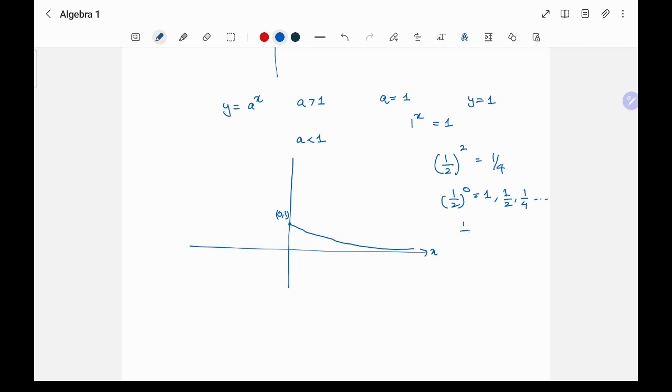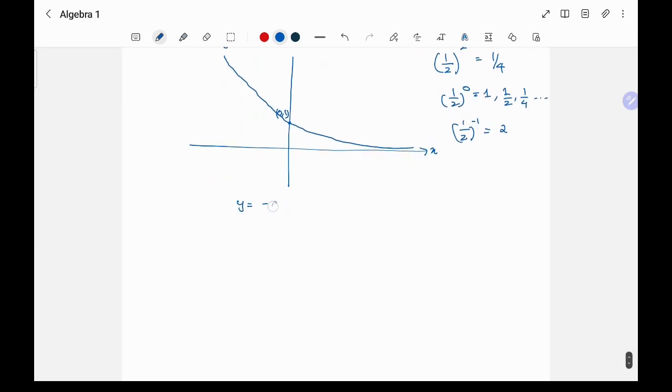On the other side, 1 by 2 power minus 1 becomes 2, right? So it keeps growing on the other side. So as x tends to minus infinity, a power x for a less than 1 tends to infinity, and as x tends to infinity, y equal to a power x for a less than 1 tends to 0.